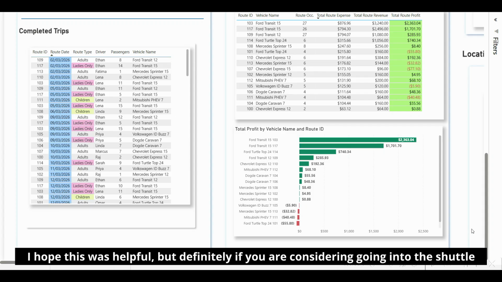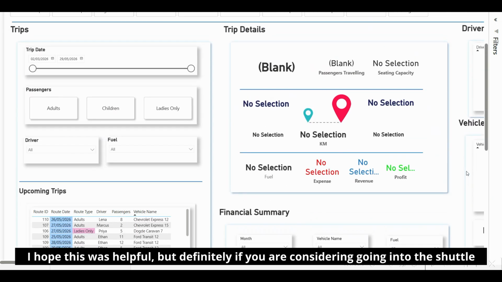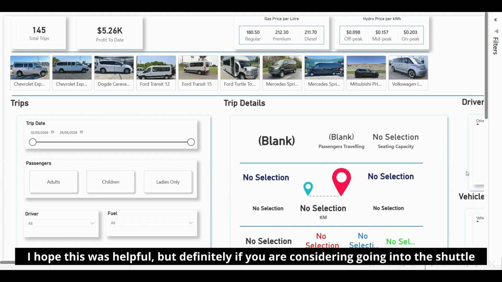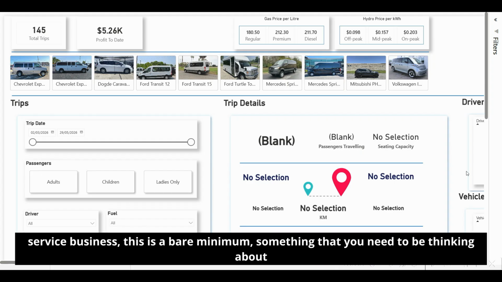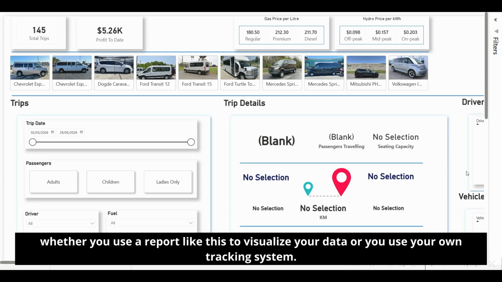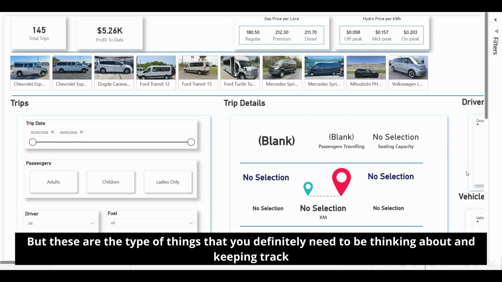So I hope this was helpful, but definitely if you are considering going into the shuttle service business, this is at bare minimum something that you need to be thinking about, whether you use a report like this to visualize your data or you use your own tracking system. But these are the type of things that you definitely need to be thinking about and keeping track of.